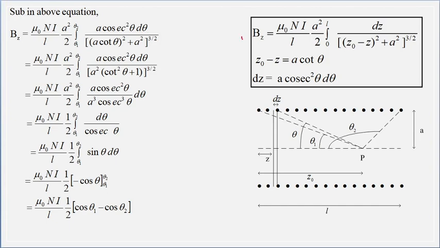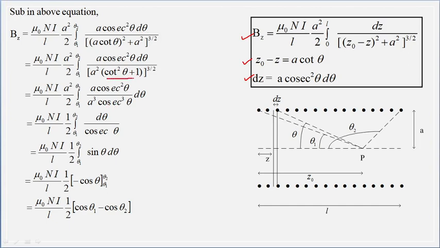See, this we have found in the previous slide: B z, then z naught minus z, and dz, and the limit we have found out. So we substitute here in the first equation. Mu naught N i by L, a square by 2 is there. Instead of 0 to L, theta 1 to theta 2. And dz is a cosec square theta d theta. And z naught minus z is a cot theta, so (a cot theta) square plus a square, to the power 3 by 2. Then this is a square, cot square theta plus 1. But cot square theta plus 1 is nothing but cosec square theta.